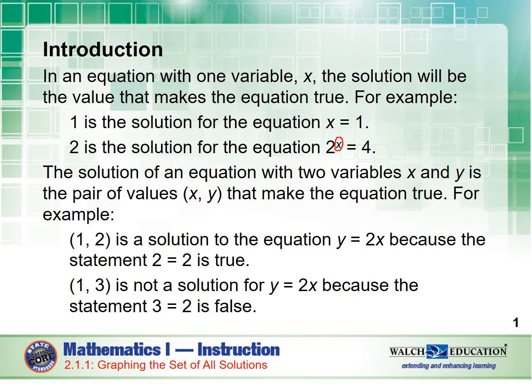So the solution of an equation with two variables, x and y, is the pair of values, x and y, that make the equation true. For example, (1, 2) is the solution to the equation y equals 2x because the statement 2 equals 2 is true. 1 would be x and 2 would be y. If we plugged in 1 for x and 2 for y, 2 times 1 is 2. (1, 3) would not be a solution because the statement 3 equals 2 is false. 3 does not equal 2. Only 2 equals 2.